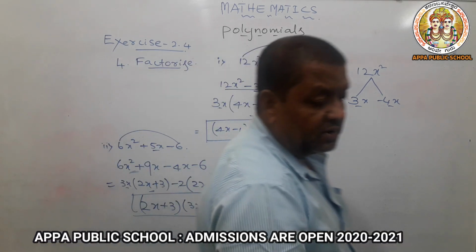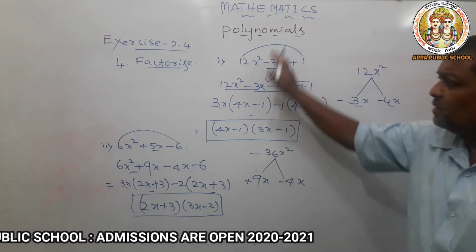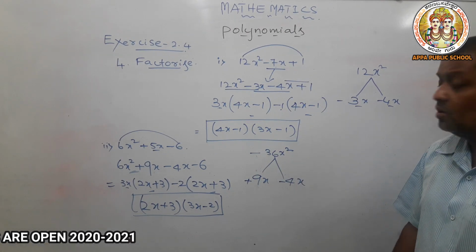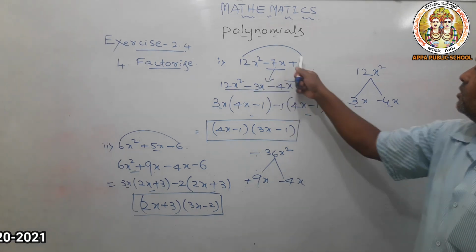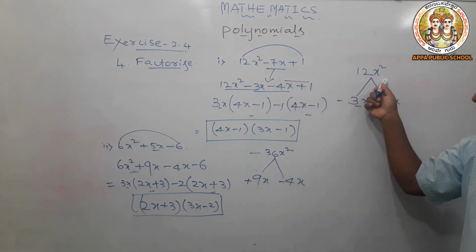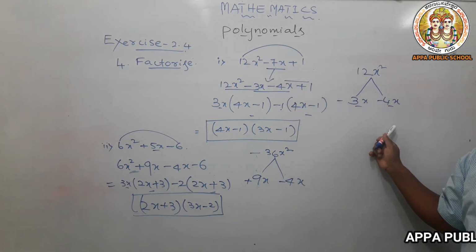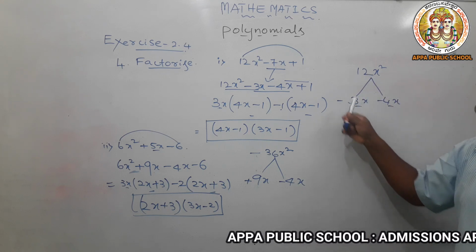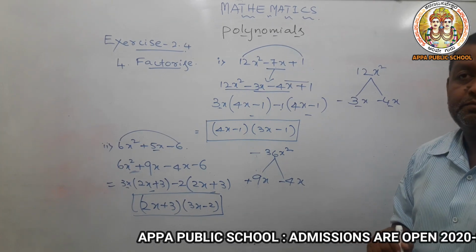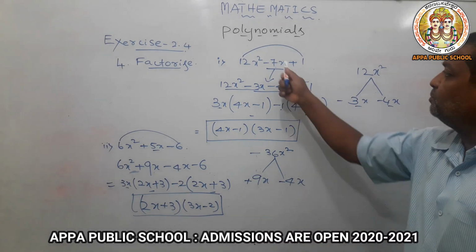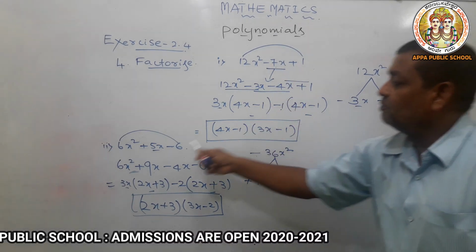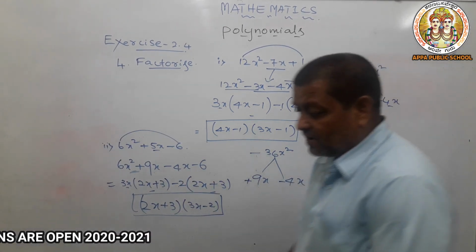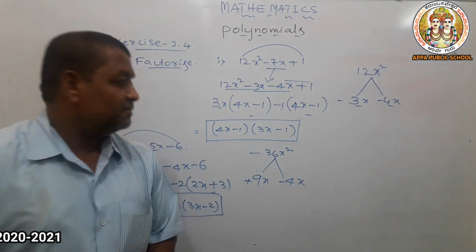So in this way we can solve a number of sums of this type. Now, what is the main concept? Take the product of the first and last terms. Split in such a way that the product comes the same, and if we do plus minus, the middle term should come. That is the procedure of splitting of the middle term. So in this way we can factorize trinomials.